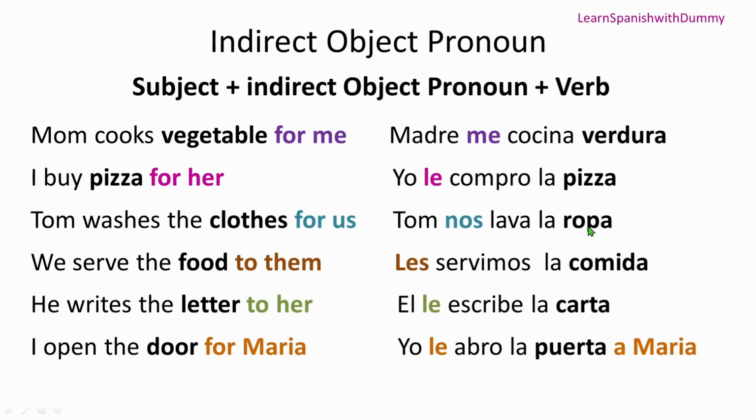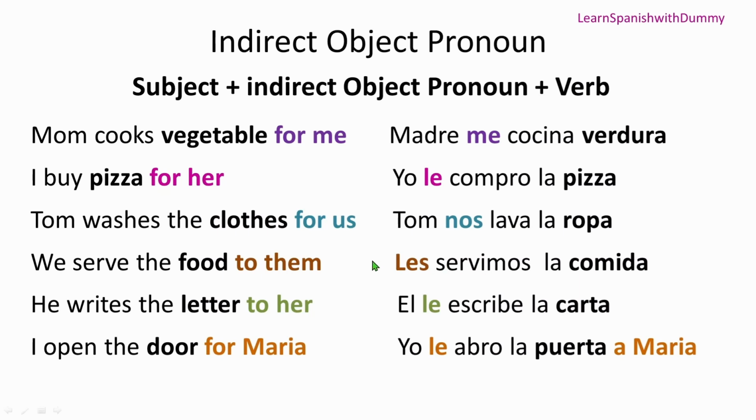So you need to know this order. Okay? First comes the subject. After that, the indirect object pronoun, which is nos. After that, we put the verb, right? Lava. And after that, you can put clothes and stuff. Okay? We serve the food to them. It'll be "les servimos la comida." Here, les is "to them," and servimos means "we serve."